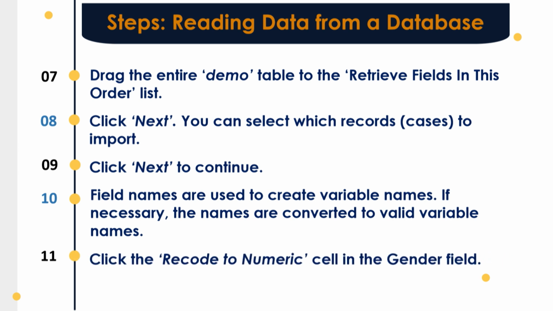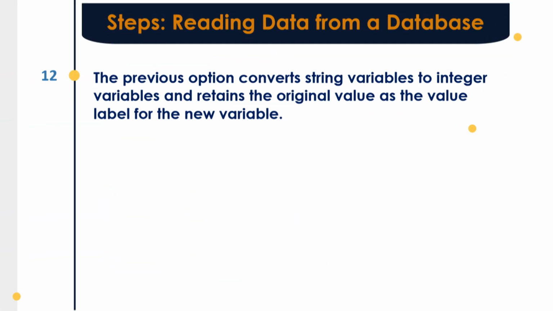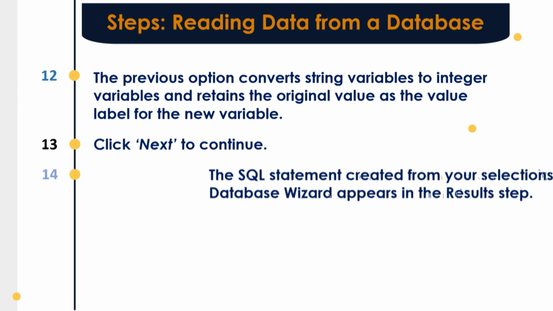And step 11 is click the Recode to Numeric cell in the gender field. Next, step 12, the previous option converts string variables to integer variables and retains the original value as the value label for the new variable we created. Then click next to continue.